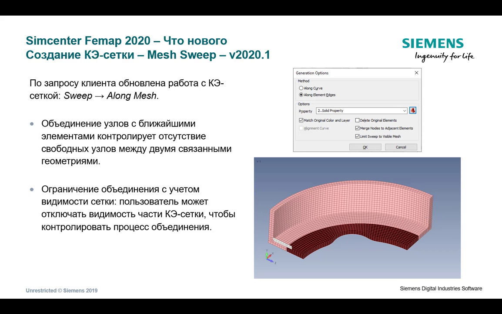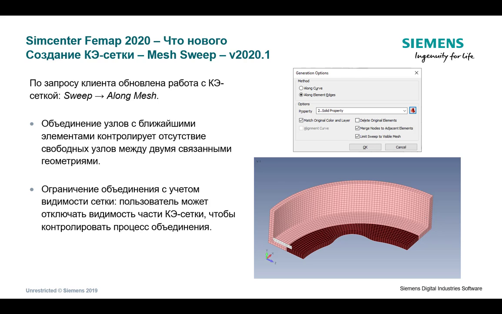For version 2019.1, we actually added a new method to the mesh sweep commands, which is called along element edges. What along element edges would do was take the elements or element faces that were about to be swept and move them and morph them potentially along existing element edges. For 2020.1, we added two new options to this command.